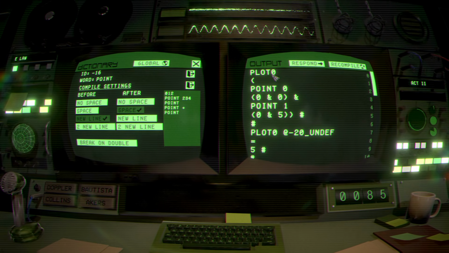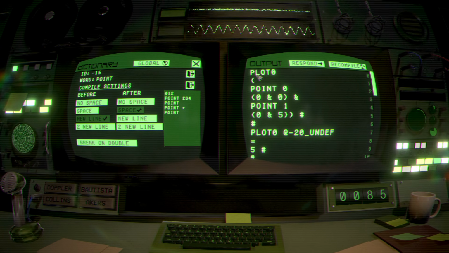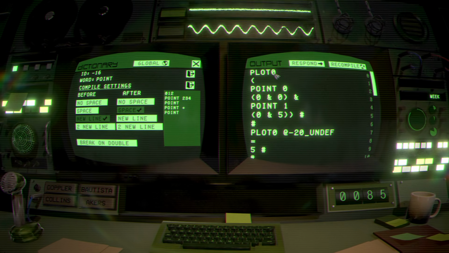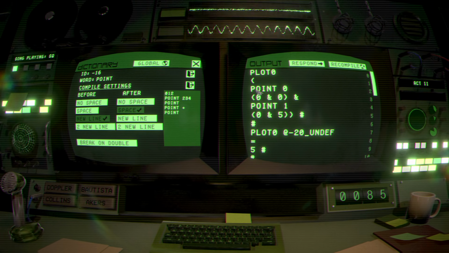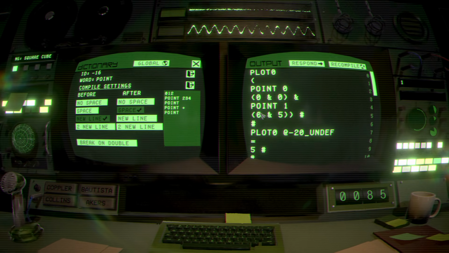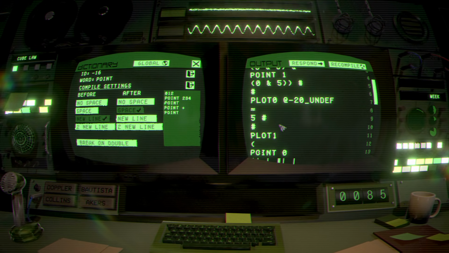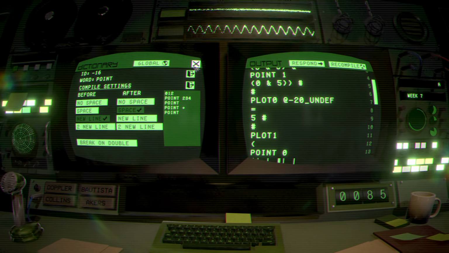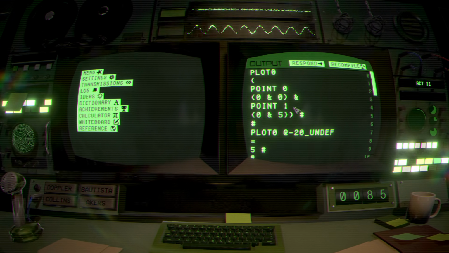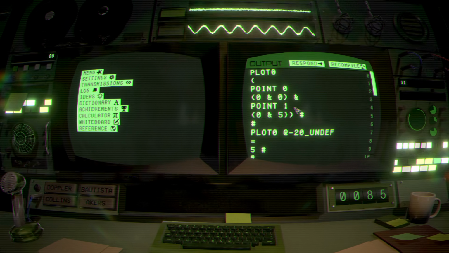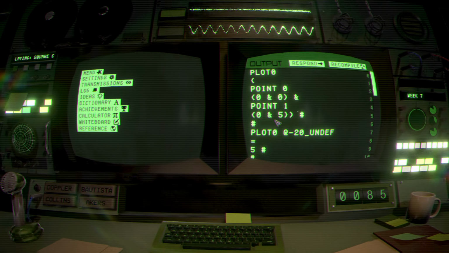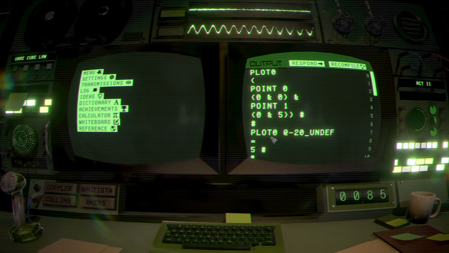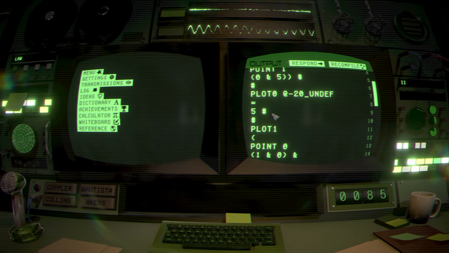This makes more sense. So plot 0, point 0. Okay, that kind of makes sense. So plot 0, something equals 5.